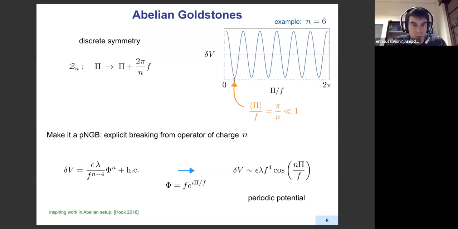Okay, this we know. And the question that I'll be asking is how to translate this to a non-abelian case, which is far less trivial, because in that case we will essentially lose the periodicity of this, and this is what we try to do.